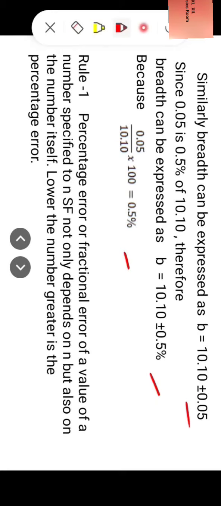Now rule 1. Percentage error or fractional error of a value of a number specified to n significant figures not only depends on n but also on the number itself. Lower the number, greater is the percentage error.